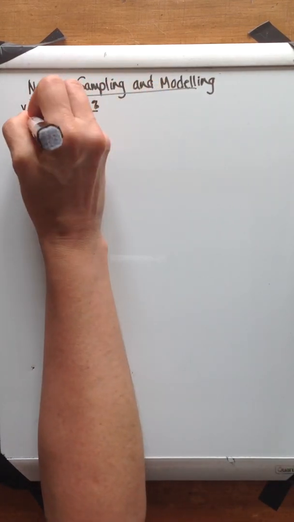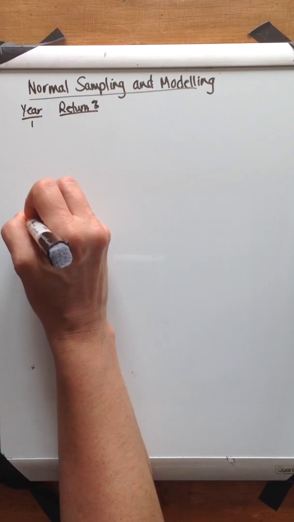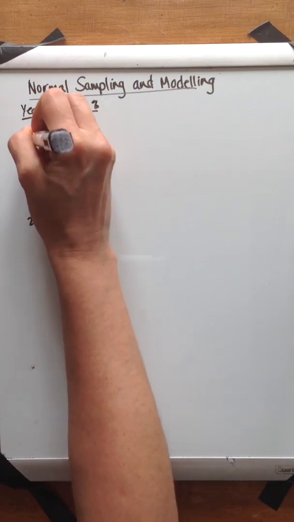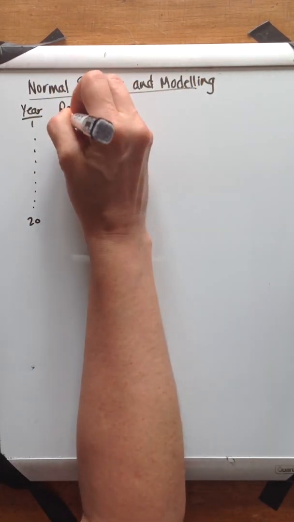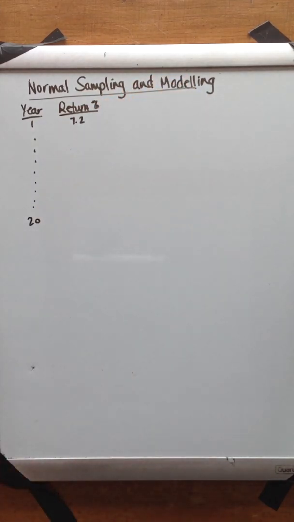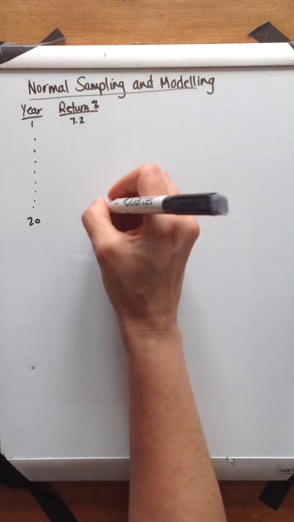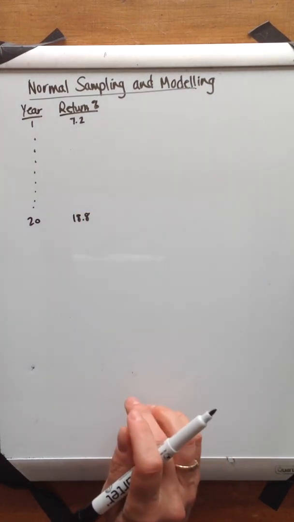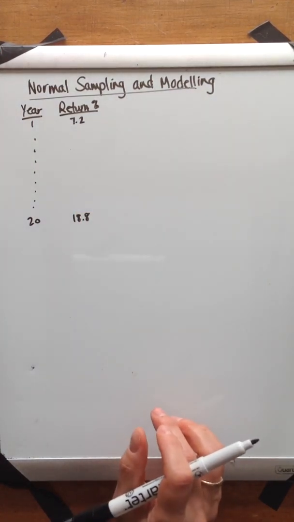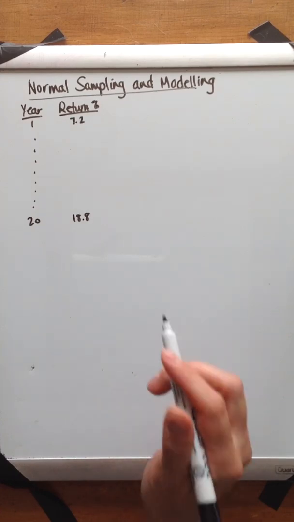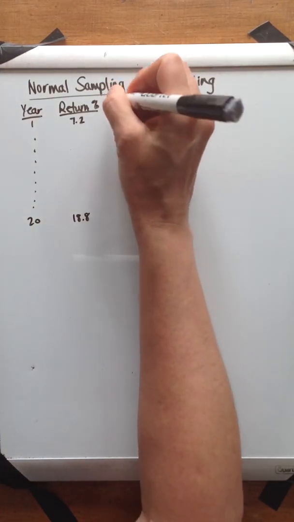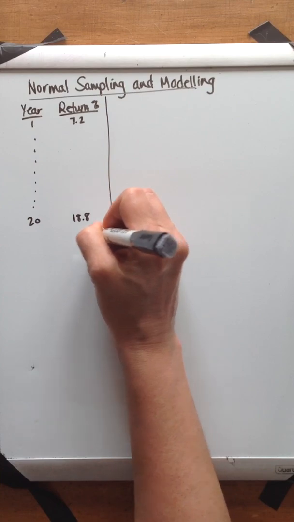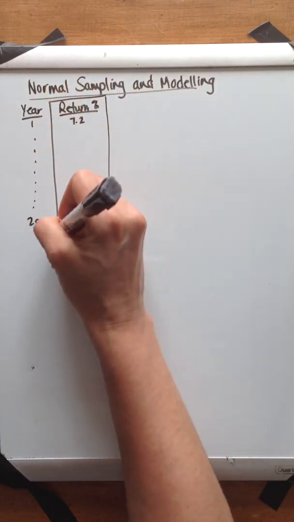And it begins in year 1 and it goes all the way down to year 20. And respectively, there are return rates starting at 7.2% for the first year and going all the way down, and year 20 ends up at 18.8. And what I'd like you to do is have Google Sheets open, because I'd like you to input this column right here into the spreadsheet. You can pause the video.